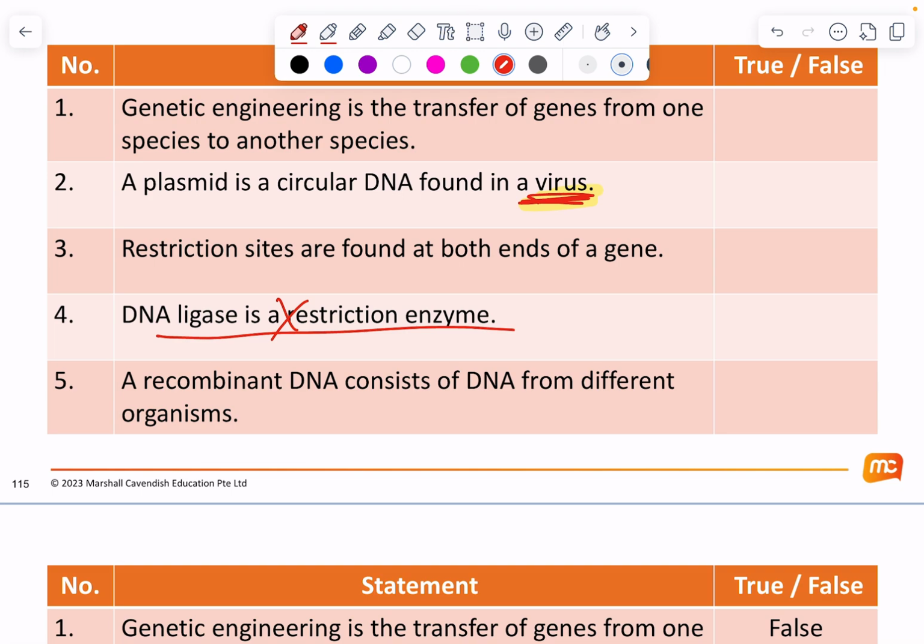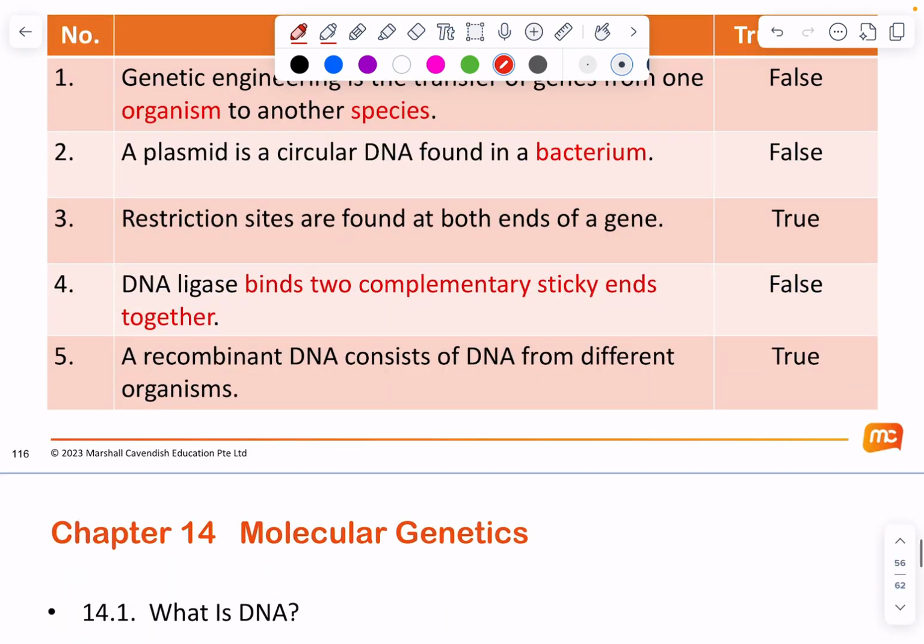Restriction enzyme cuts the gene of interest as well as the plasmid, whereas DNA ligase is like the glue that joins it. So DNA ligase combines the two complementary sticky ends together. Then a recombinant DNA will consist of DNA from different organisms, which is true also. No point you cut from one gene to another gene of the same organism. Actually, you'll get the same thing. So this is where recombinant means you actually recombine.